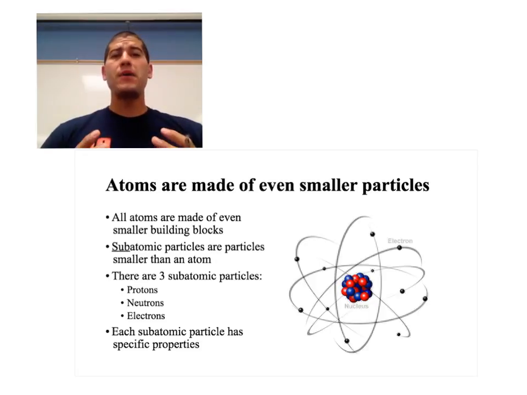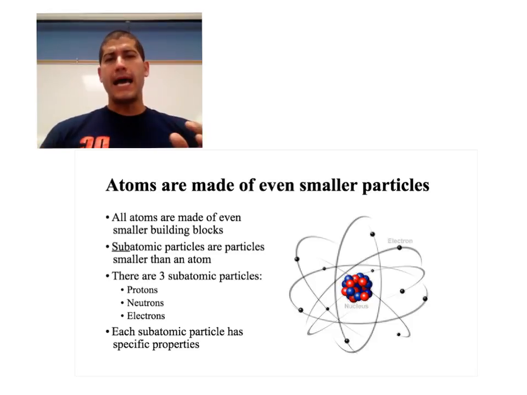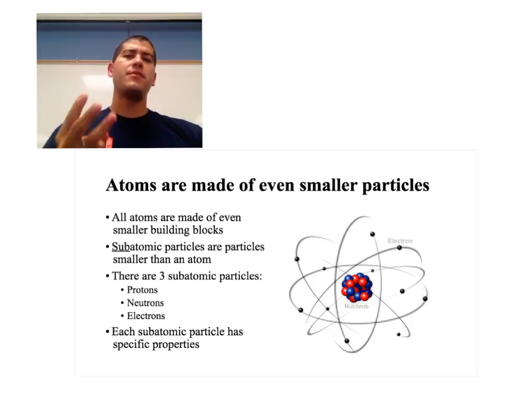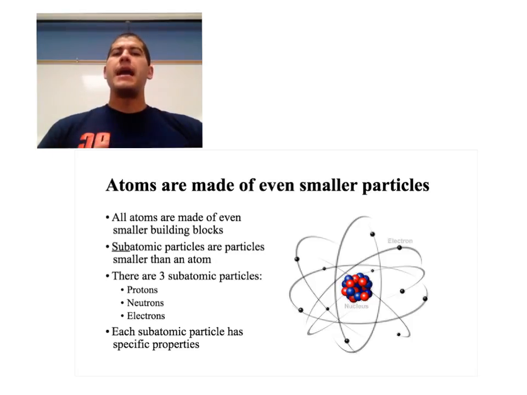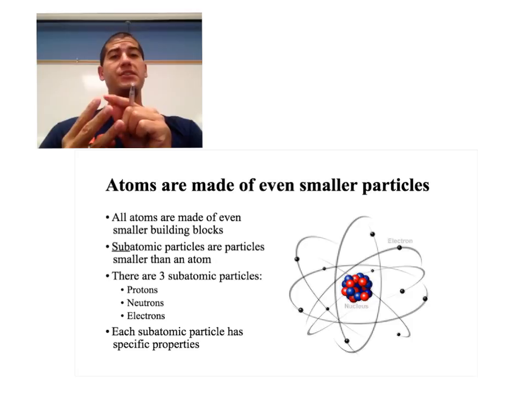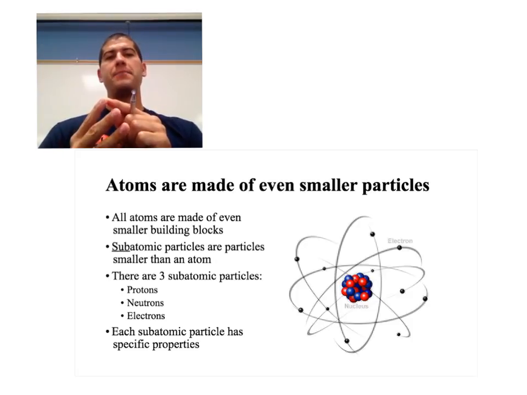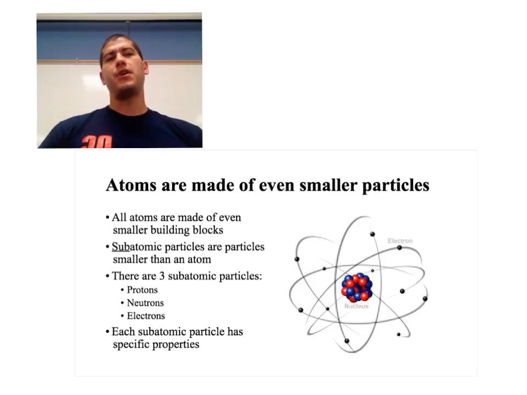It doesn't matter whether we're talking about a carbon atom or a gold atom or a hydrogen atom. All atoms are made up of the same 3 subatomic particles: protons, neutrons, and electrons. Now I'm going to talk about these 3 subatomic particles using 3 properties. Their location, where are they in the atom, their mass, or how do they contribute to the weight of the atom, and their electrical charge.